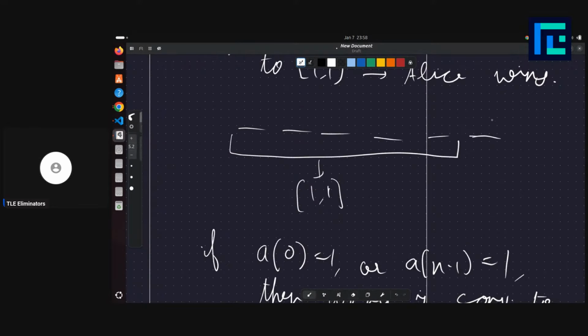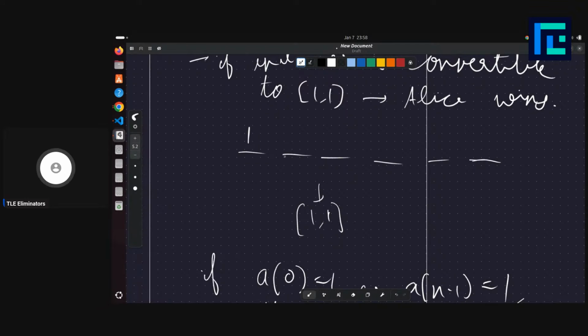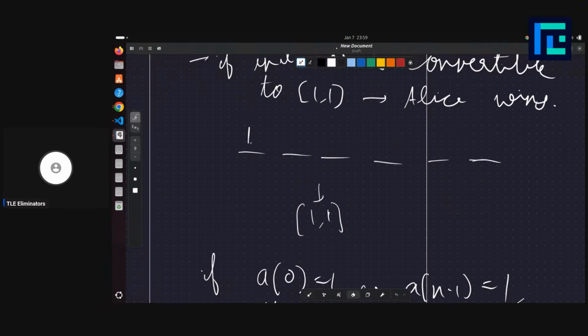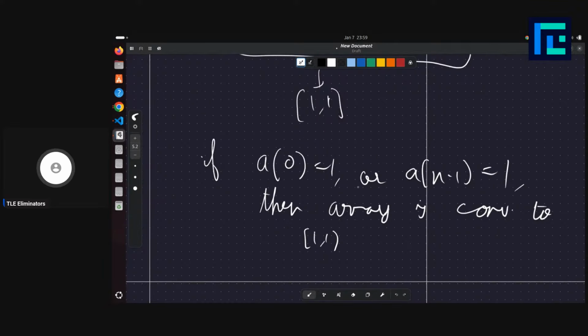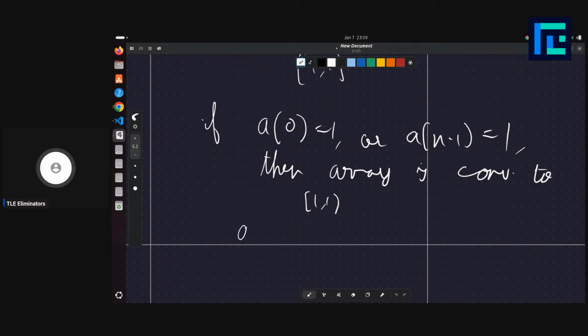Like let's say if I know that there's a 1 here, then irrespective of whatever else it is, I can just do this operation, and I know there is at least one 0 here. Because if they were all ones, then we have already handled that case previously. In that case, Alice would win directly. So if there is a 1 here, or if there is a 1 here, then it is convertible to 1 1. So if a0 is 1 or a of n minus 1 is 1, then the array is convertible to 1 1, and then Alice would win.